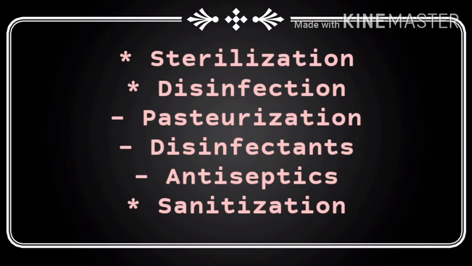Pasteurization is a method of disinfecting liquids. For example, liquids such as milk and other beverages, pasteurization is used to eliminate the pathogens. Then, disinfectants are the chemicals used to disinfect non-living objects. Then, an antiseptic is a solution used to disinfect our skin and other living tissues. And lastly is sanitization. Sanitization is only the reduction of microbial population. So meaning, it reduces the population of microbes, but does not destroy them.